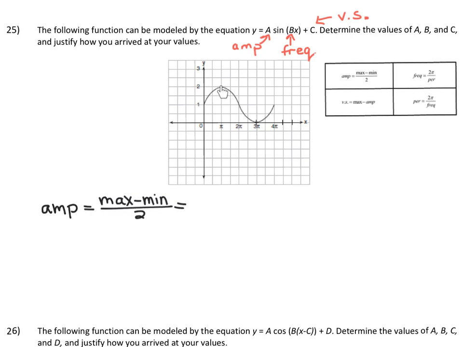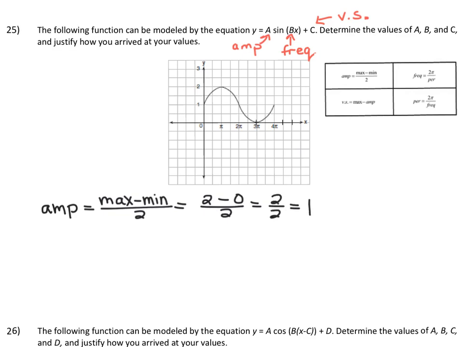Well, the max height, see this right now, this is the highest point. The max height that it reaches is a height of 2. So the maximum is 2. Okay, and then minus, well, the minimum, this is the lowest point the graph reaches, and that has a y value of 0. So the minimum is going to be 0. And we always just divide it by 2. So then 2 minus 0 is 2. And then 2 divided by 2 simplifies to 1.